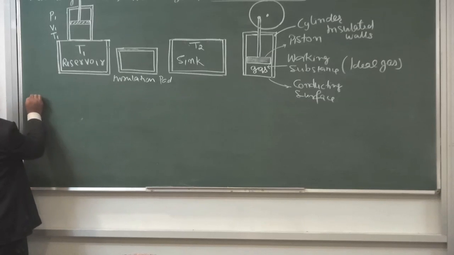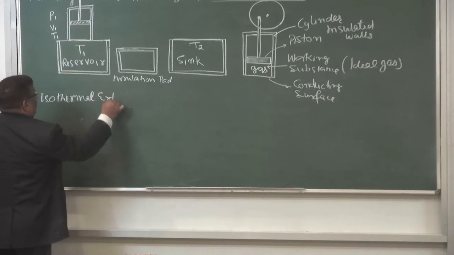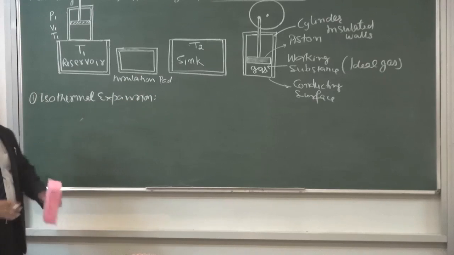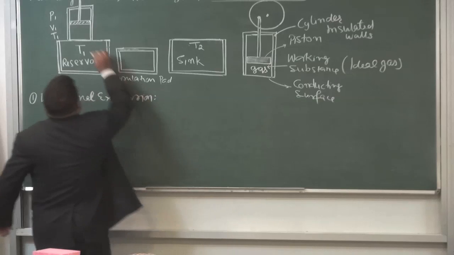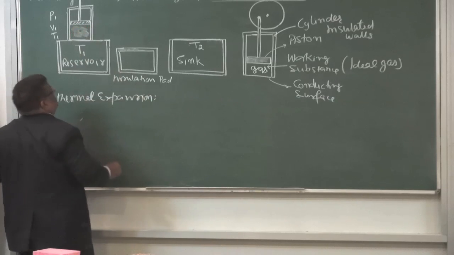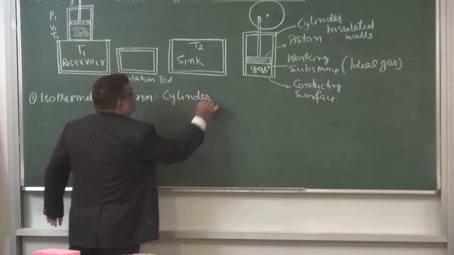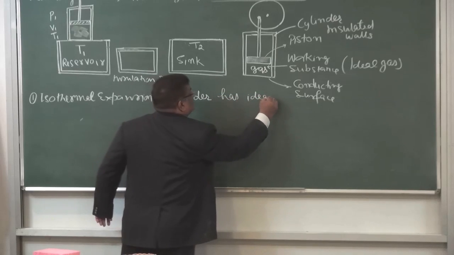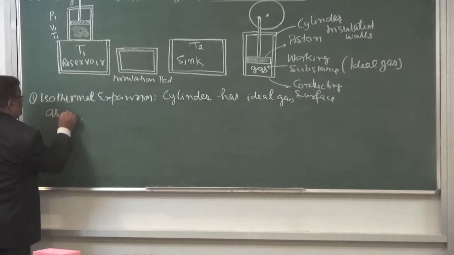The name of the first process is isothermal expansion. Where does it take place? That we will write again. Cylinder has ideal gas as working substance.